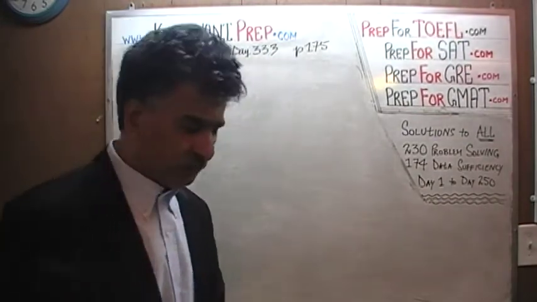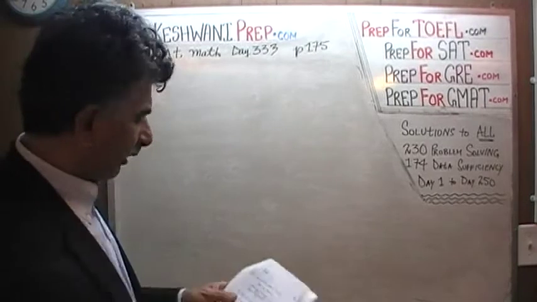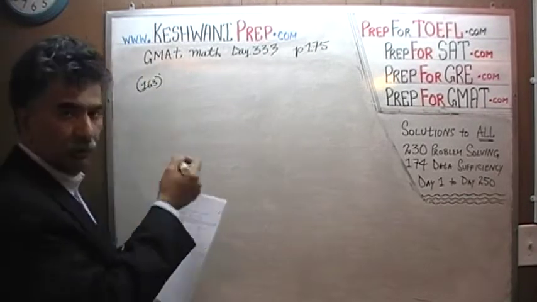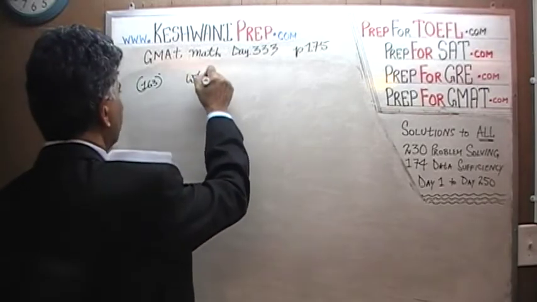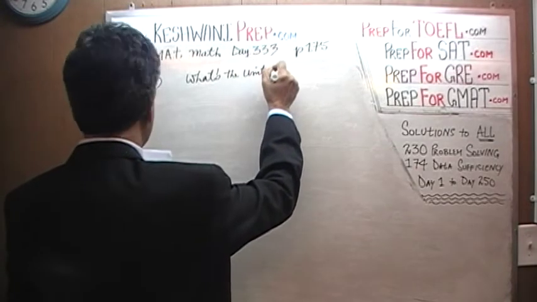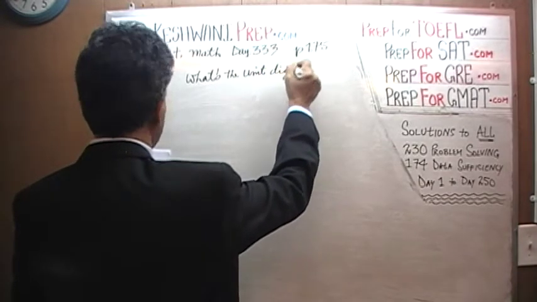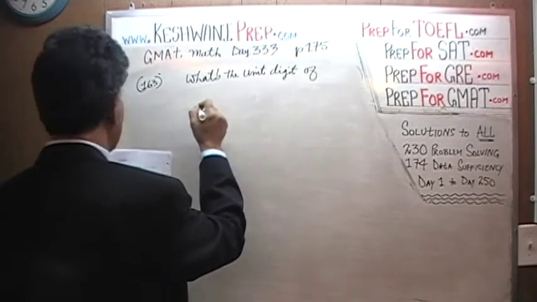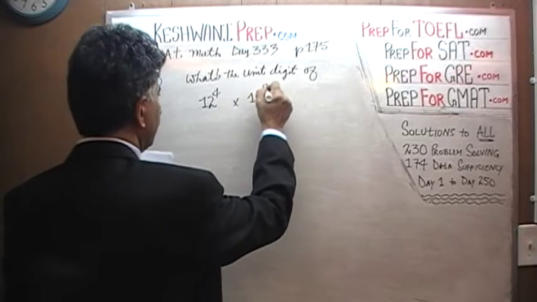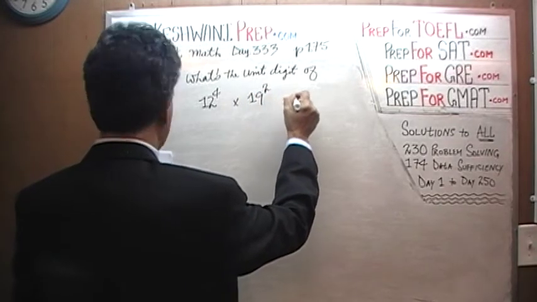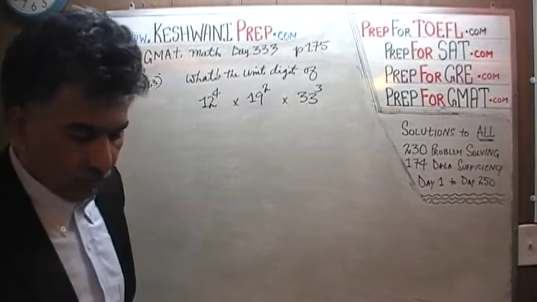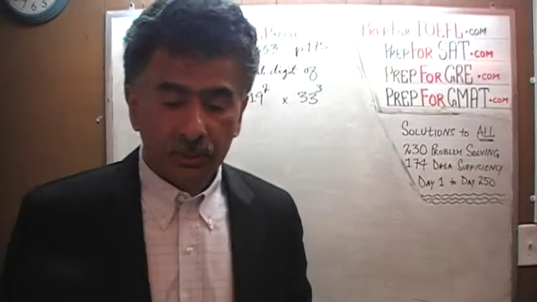Before we actually do the problem that is given in the book, let's try this problem here. 163 is what we're going to do eventually. But before we do 163, here's what I would like you to do. Question is, what is the unit digit of 12 raised to 4 times 19 squared times 33 raised to 3.